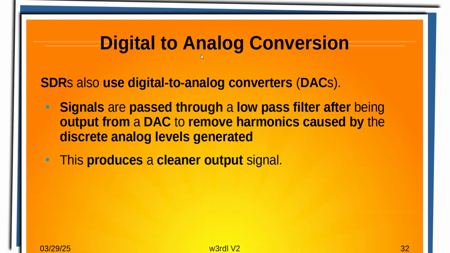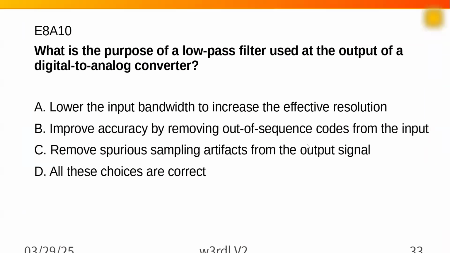They also use digital analog converters on the other end, because you come in analog, you manipulate it in the digital world, and then you convert it back to analog so you can hear it. Because the output of a digital analog converter is a stair-stepped waveform, you actually have to low pass filter that or integrate it because you want the envelope. So that's what the low pass filter does. Low pass filter is essentially an integrator. What's the purpose of a low pass filter used at the output of a digital to analog converter?